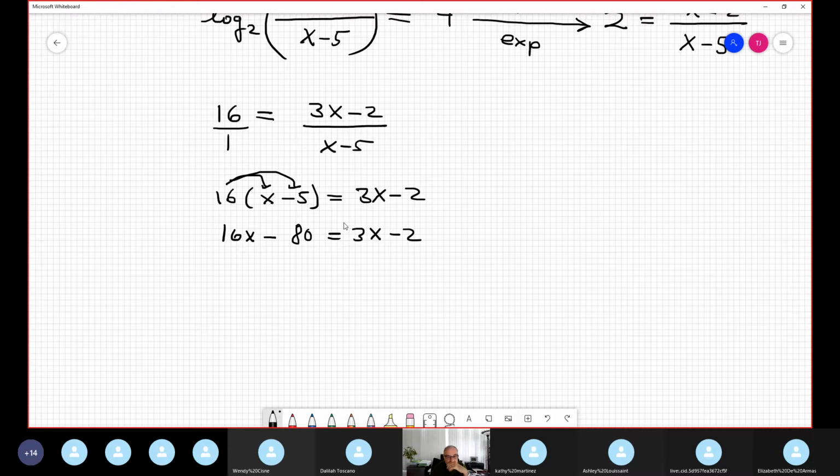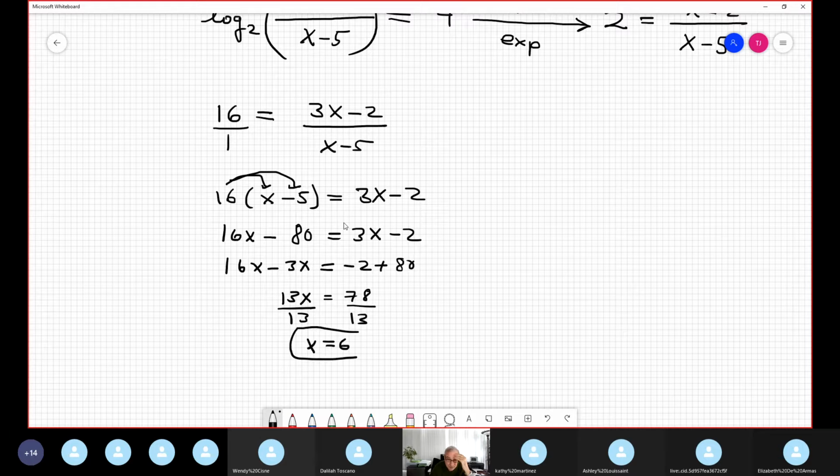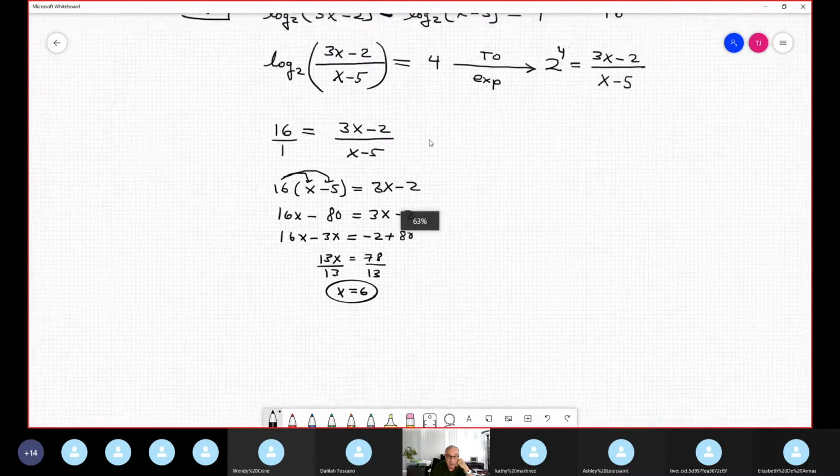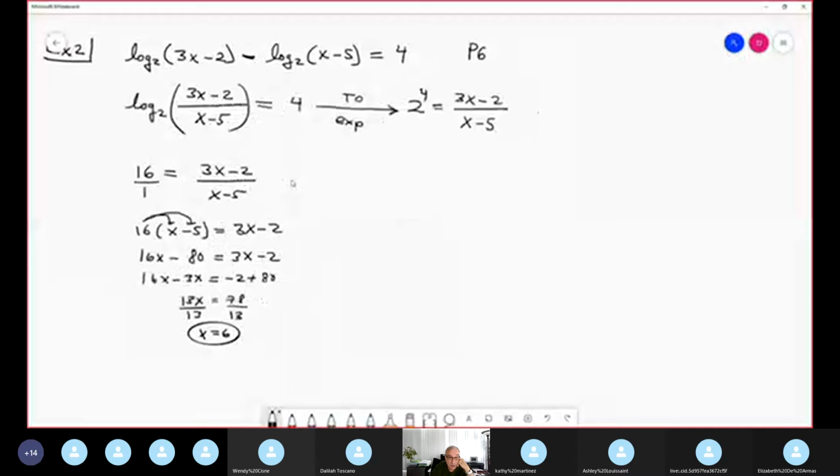In order to isolate the x, I group every x to the left, maybe like that. And negative 2 stays here, plus 80. We combine like terms: here is 78. Divided by 13 on both sides. x is equal to 6. Now, is this the answer? No. I need a verification in the original equation. See if this 6 works or doesn't work. So I need to verify.